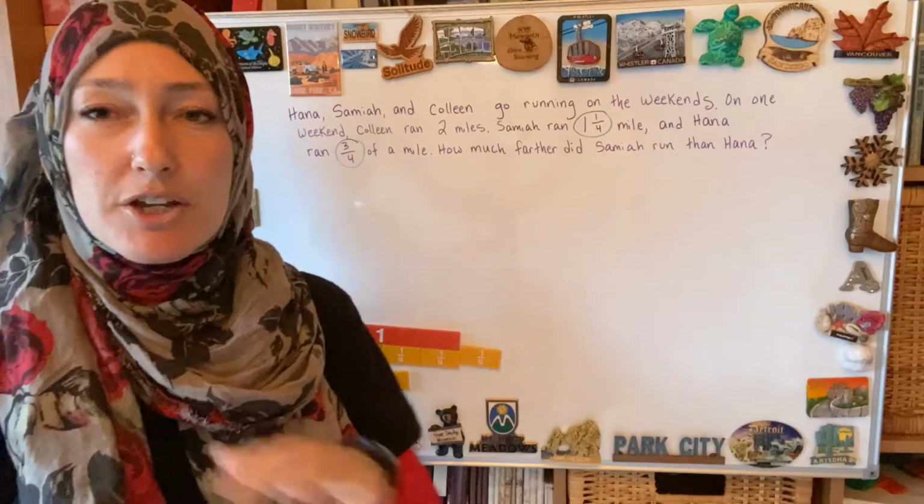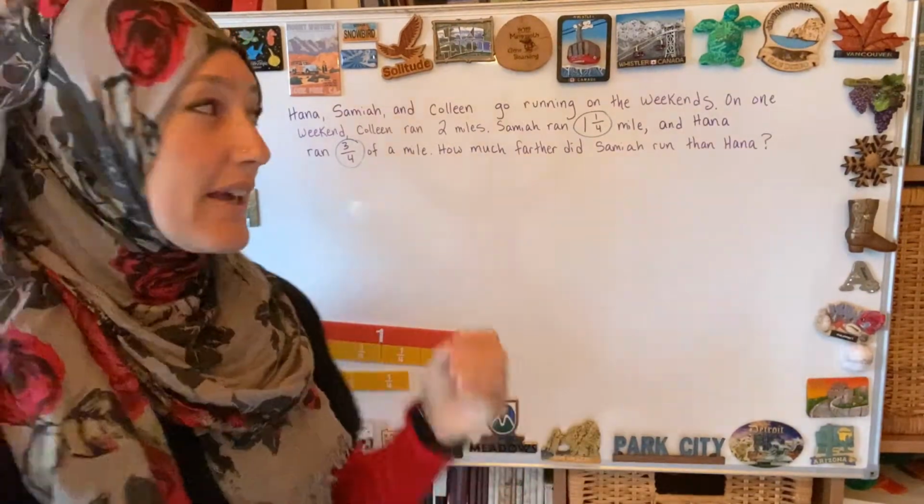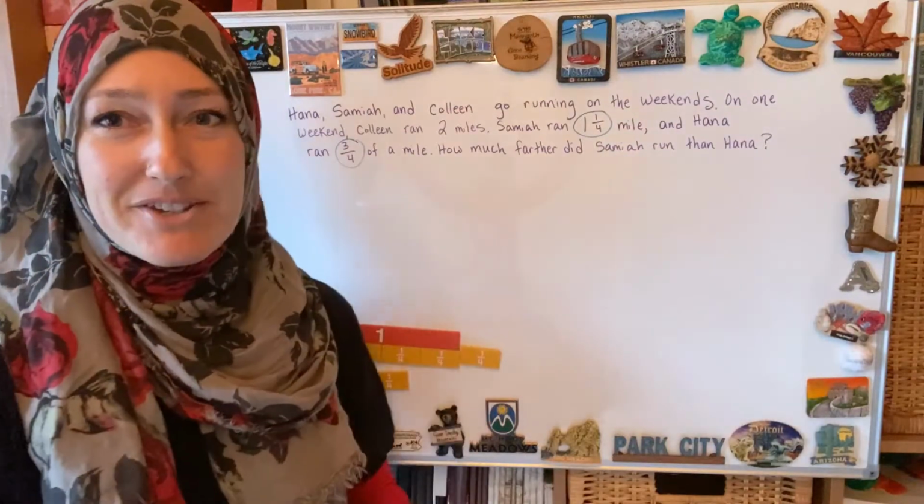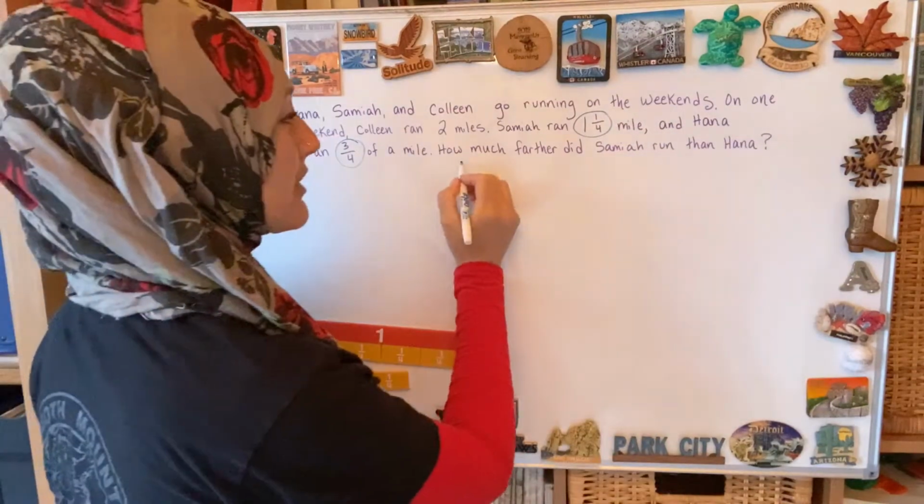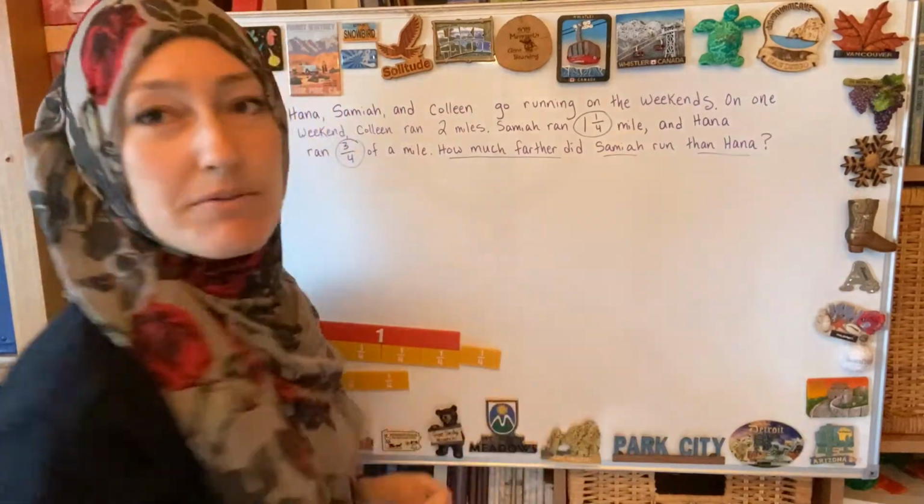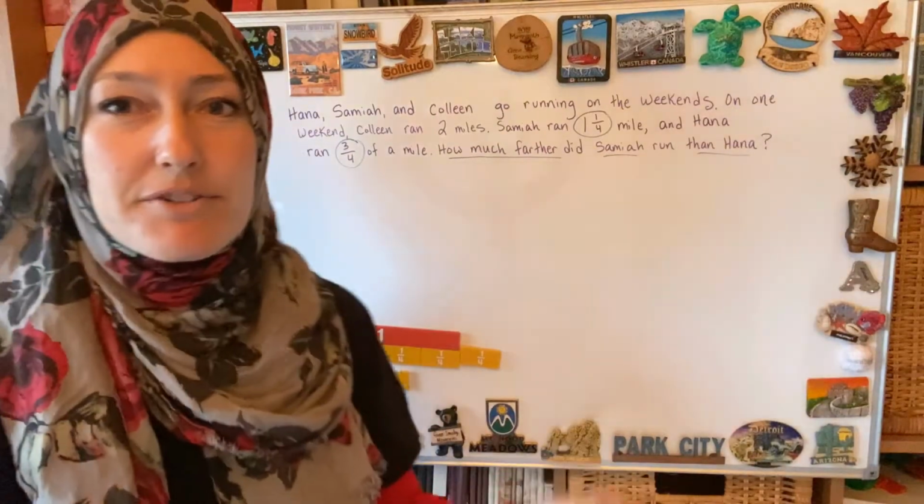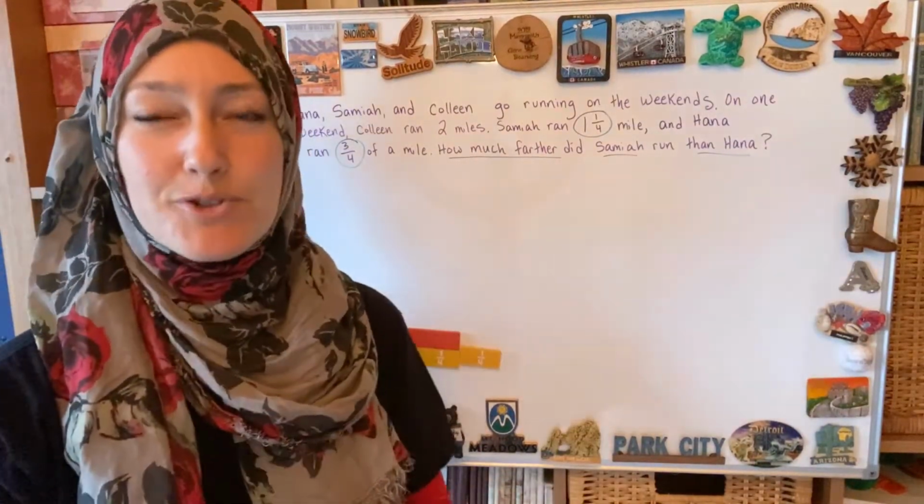So first step, read it to understand, then read it again to pull out your information, and then circle and underline the information that you actually need, focusing on what is the actual question? How much farther did one person run than the other? So again, like always, we're gonna model it first. Pretty soon you'll cut out the model and go straight for the math.